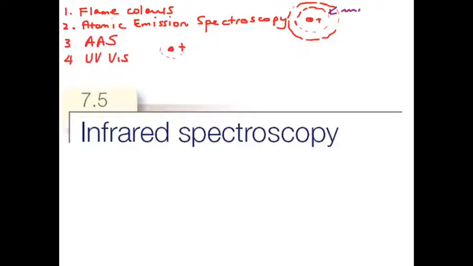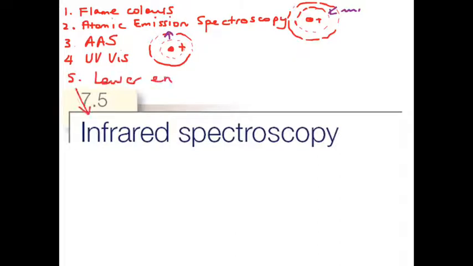On the other hand, atomic absorption spectroscopy and UV-vis involve the absorption of energy and the jumping up of an electron to a higher energy orbital state in the process. So they're different from the first two. They're absorption, whereas the first two are emission.